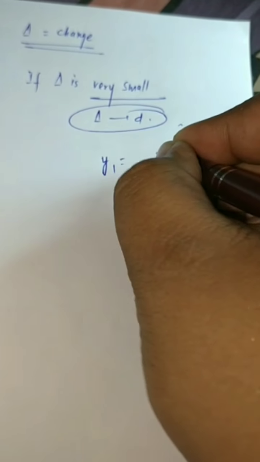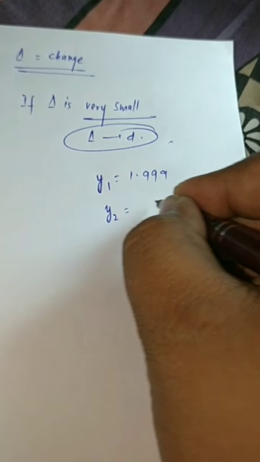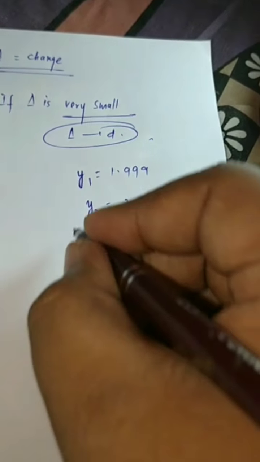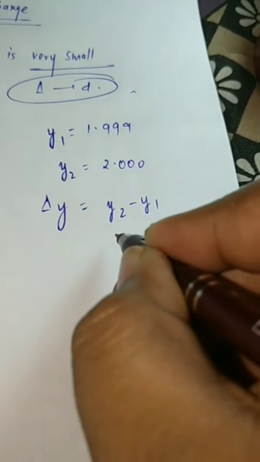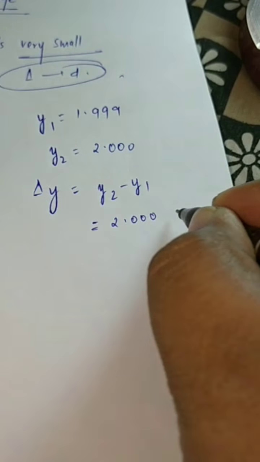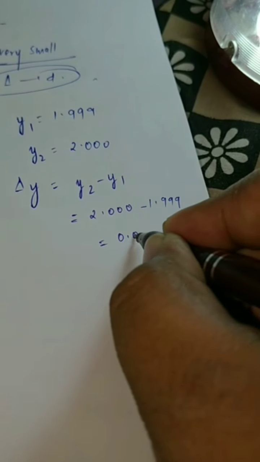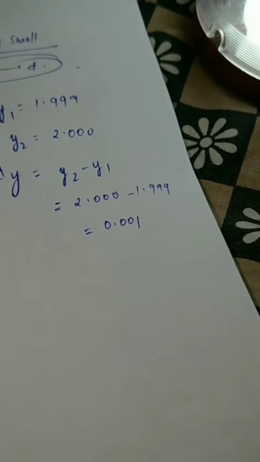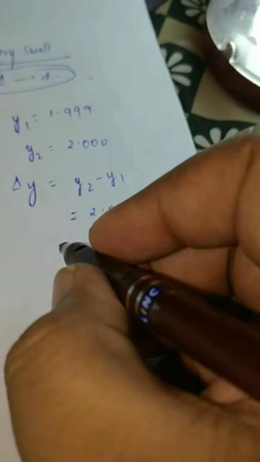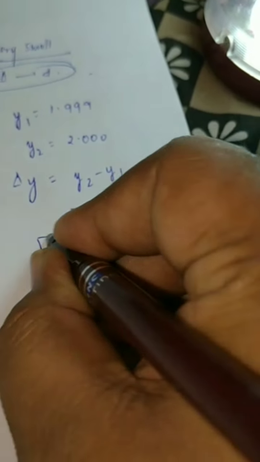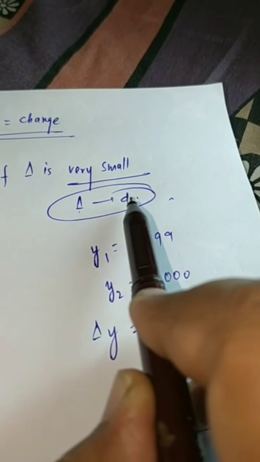Suppose my y1 value is 1.999 and my y2 value is 2.000. So what is my delta y here? That is y2 minus y1, which is equal to 2.000 minus 1.999. It is equal to 0.001. We can easily say that this change is very, very small, and that is why this delta y can be substituted as dy. As I said, if delta is very small, substitute delta with d.